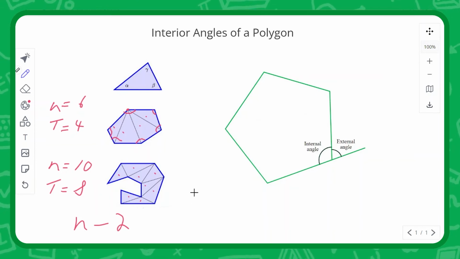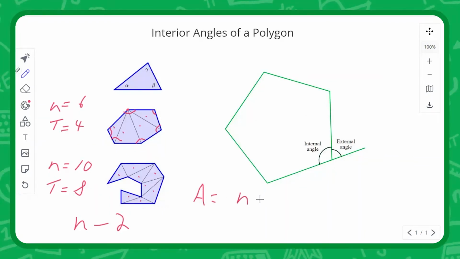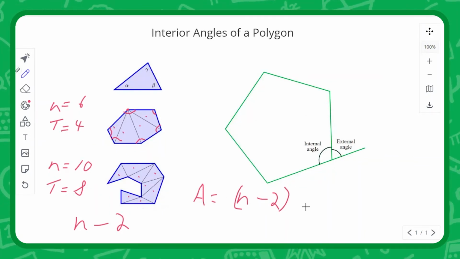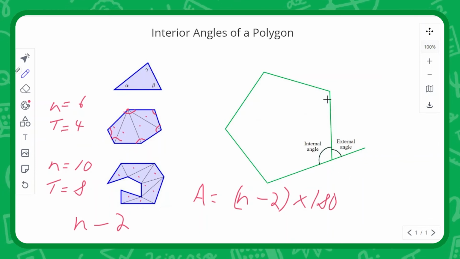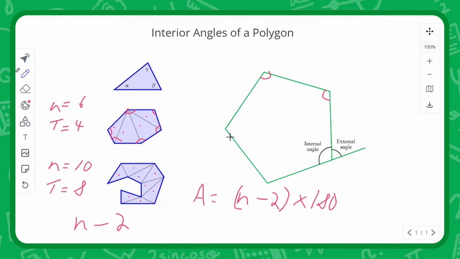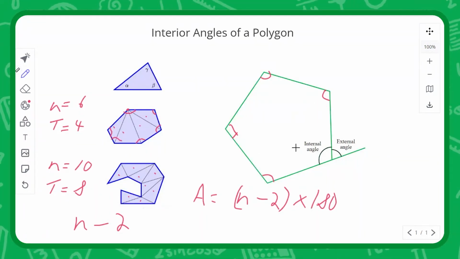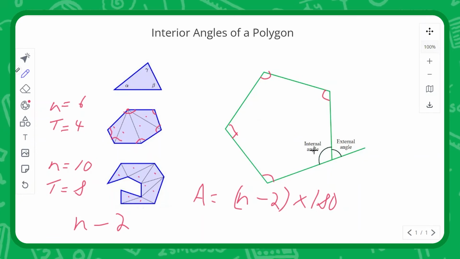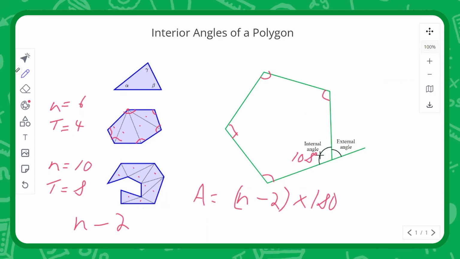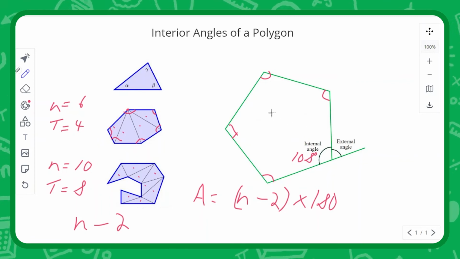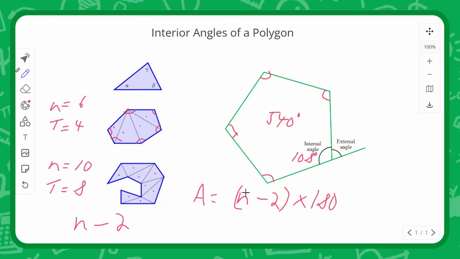So the final formula for the total number of angles in a polygon is n take away 2, that's the number of sides, take away 2, times 180. And that will give you all of the internal or interior angles, not just one of them, but all of them. Now, in the previous slide, we saw that the internal angle of a regular pentagon was 108 degrees. If I times that by 5, then I get 540 degrees. So that should be what we should calculate using this formula.